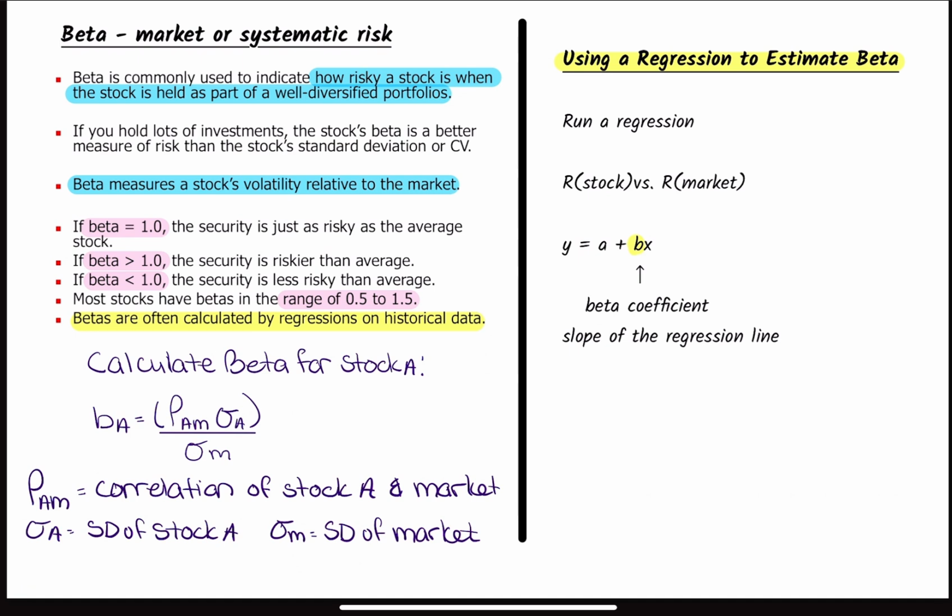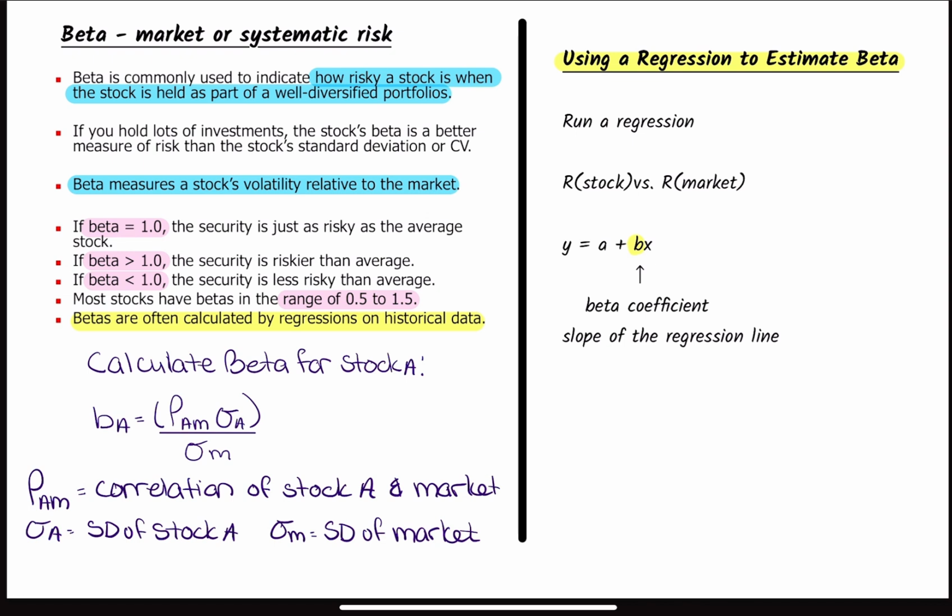Another way to calculate market or systematic risk is by getting the beta of the portfolio. I'm not going to have you calculate beta. You'll be given beta for each stock or for each portfolio, but you need to understand how to use it and what it means. It's used to indicate how risky a stock is when it's part of a well-diversified portfolio. If you hold a lot of investments, the stock's beta is a better measure than the stock's standard deviation. It also measures the stock's volatility relative to the market.